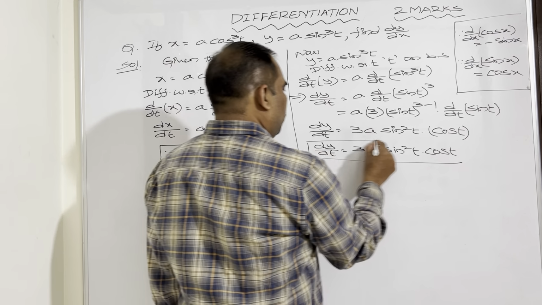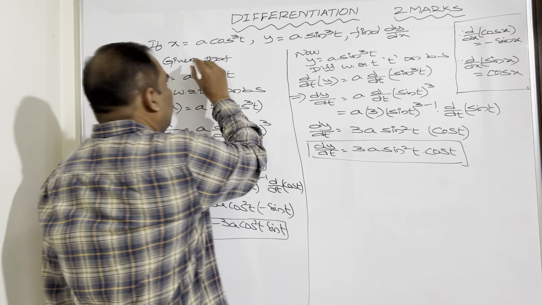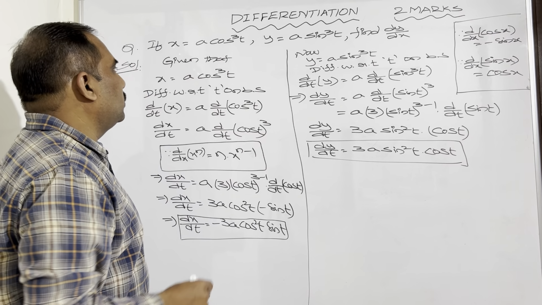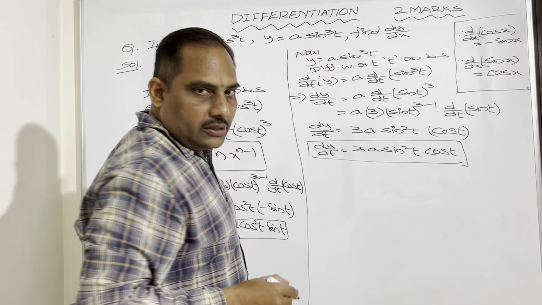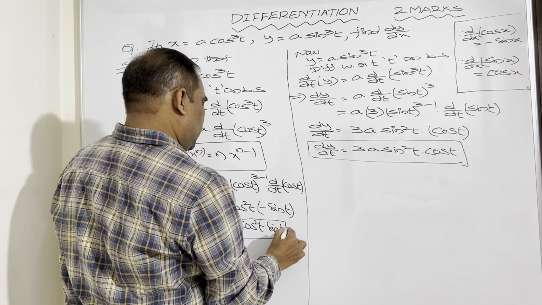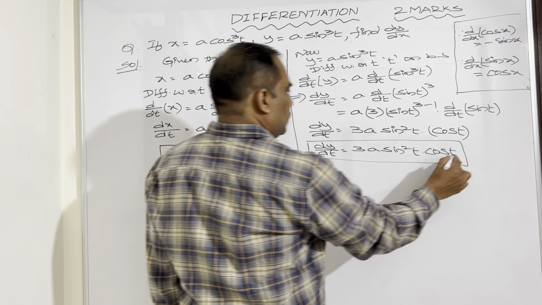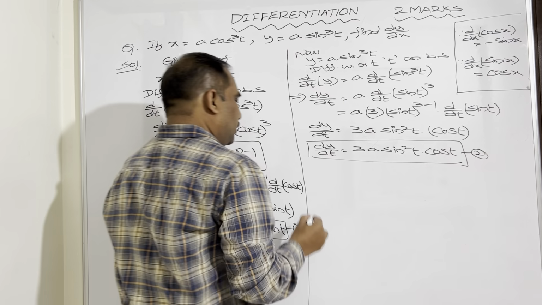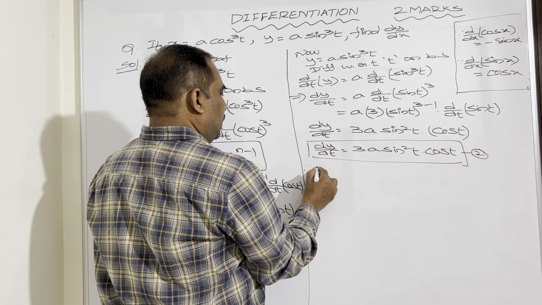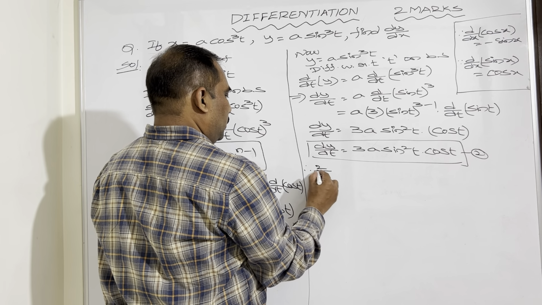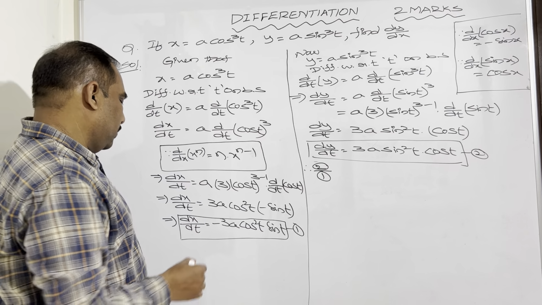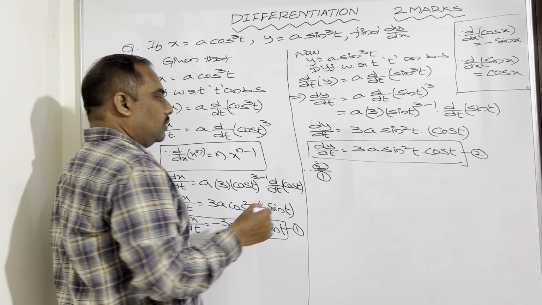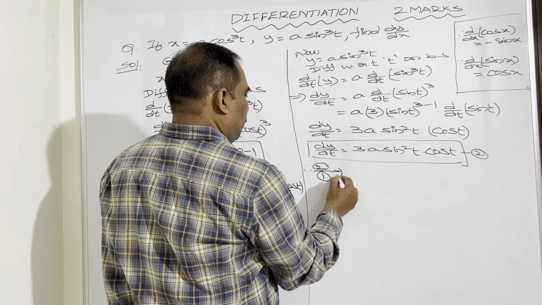See, actually what we have to find with the given functions, both are in terms of t functions, we have to find dy by dx. So here this is condition 1 and this is condition 2. To get dy by dx, we take 2 by 1. So dividing condition 2, that is dy by dt, by condition 1, we get dy by dx.